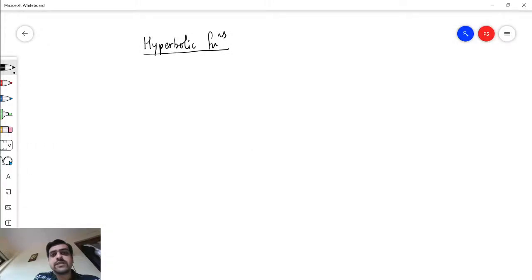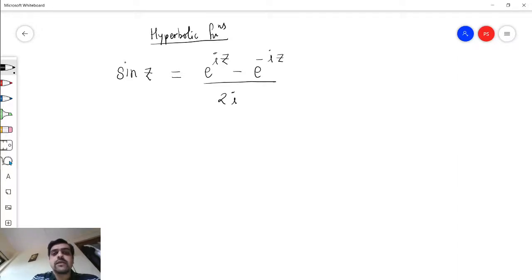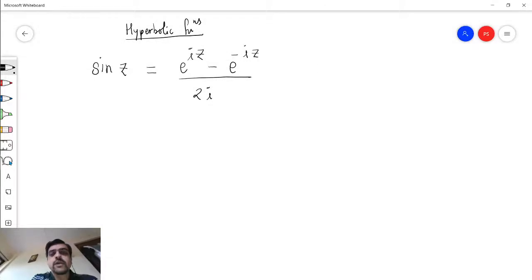To define these functions, we will begin with the familiar formulae for trigonometric functions, namely sin z, which was defined in the previous lecture as e to the power iz minus e to the power minus iz divided by 2i, and cos z was defined as e raised to iz plus e raised to minus iz divided by 2.